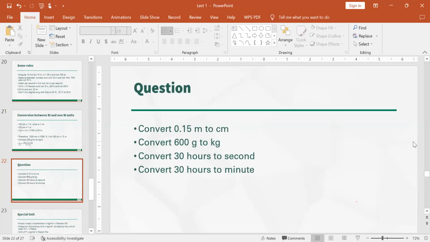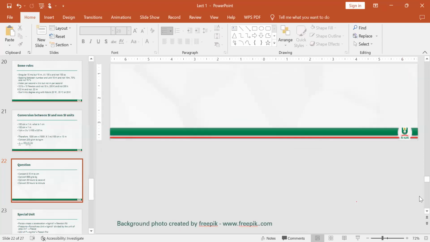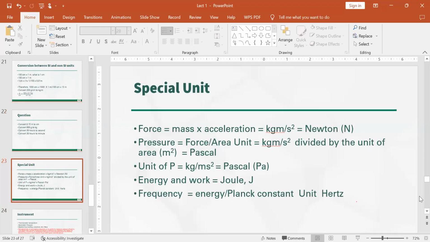Questions: convert 0.1 meter to centimeter. Convert 600 grams to kilogram. Convert 30 hours to second. You see, hour has a special meaning. You are allowed to use plural in hours. Convert 30 hours to minute. So that is a special case. Minute also can be used in plural form. Those are the 2 exceptions.